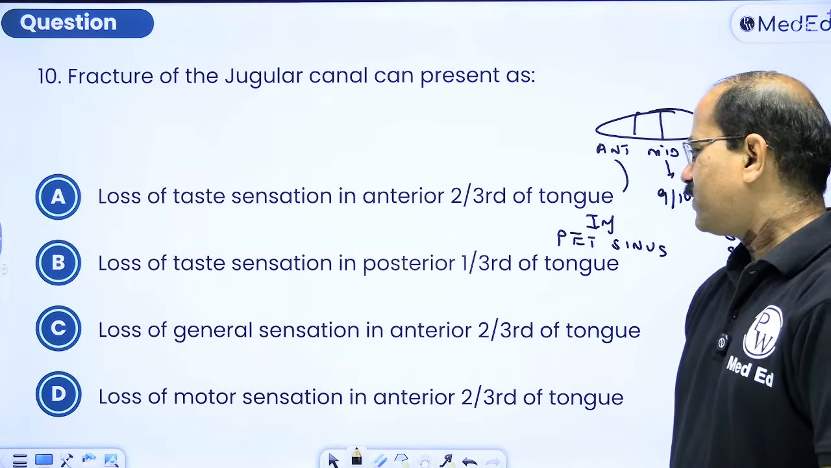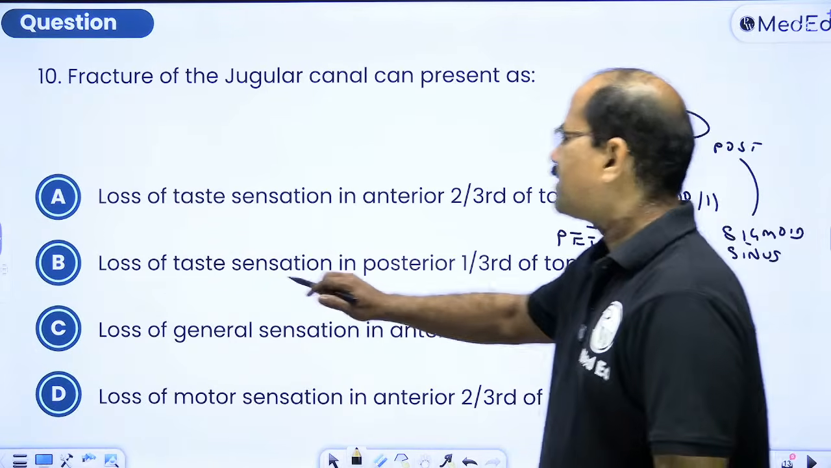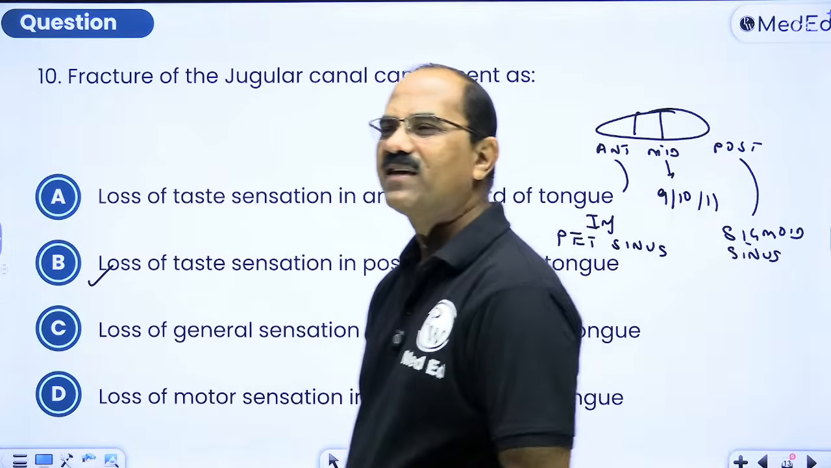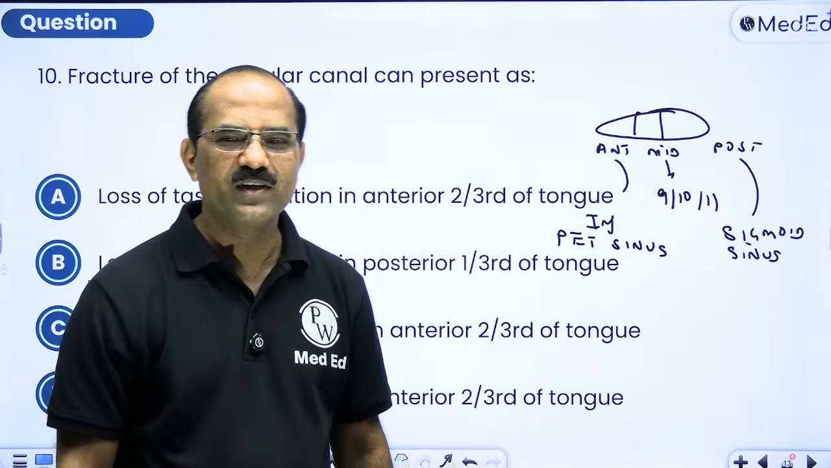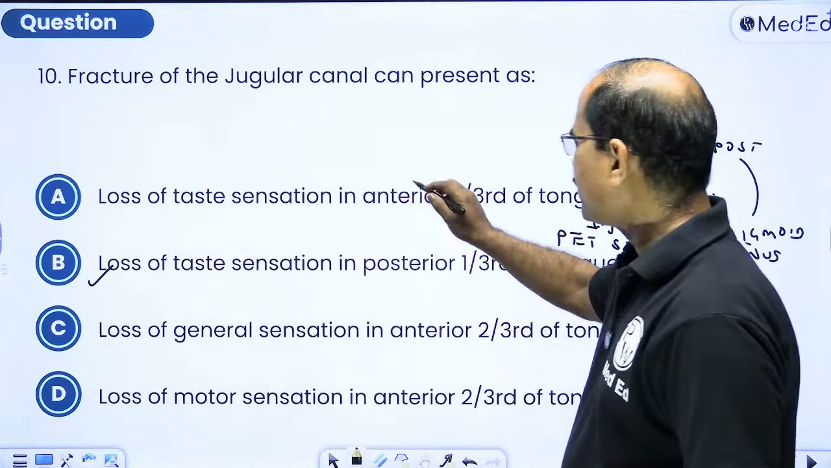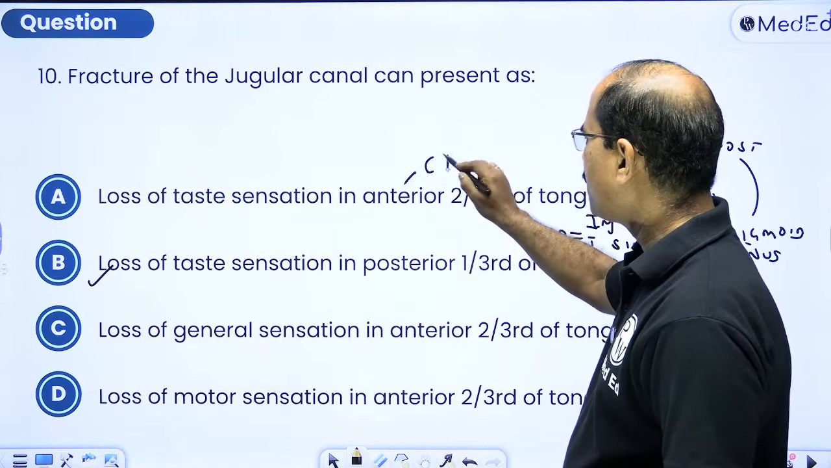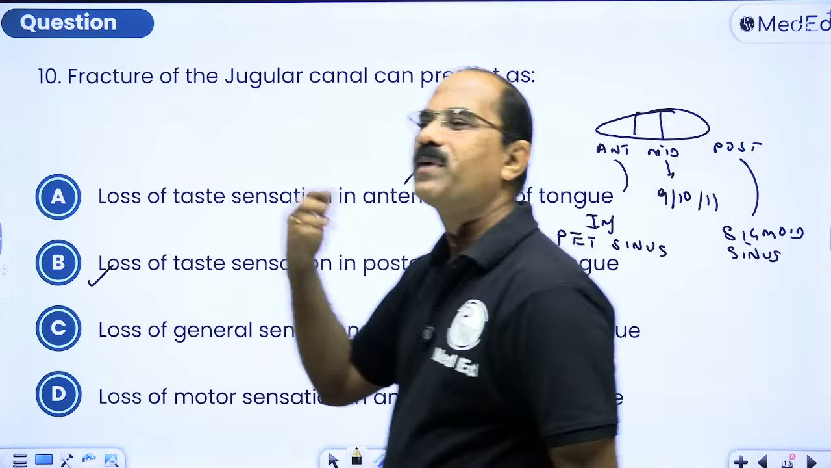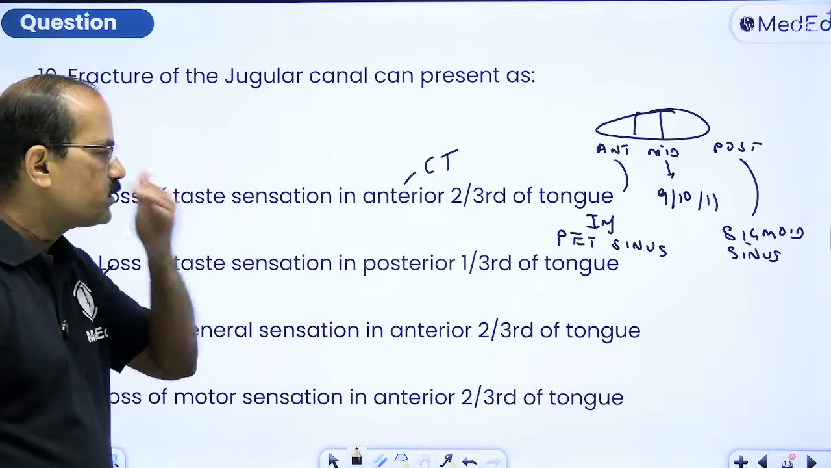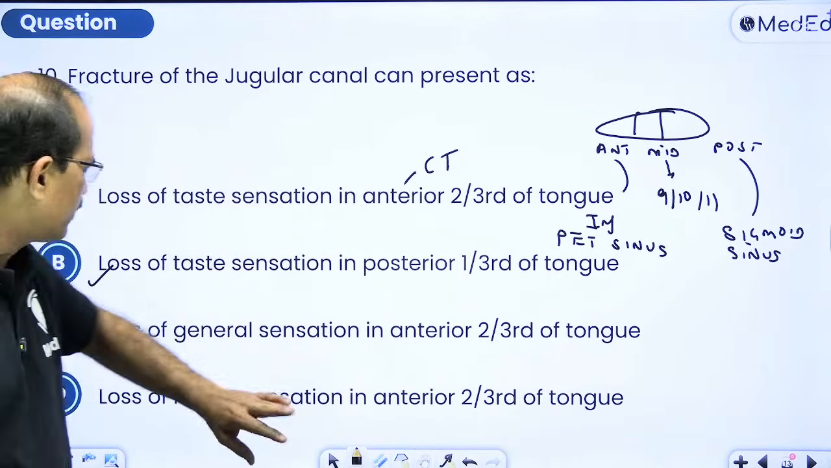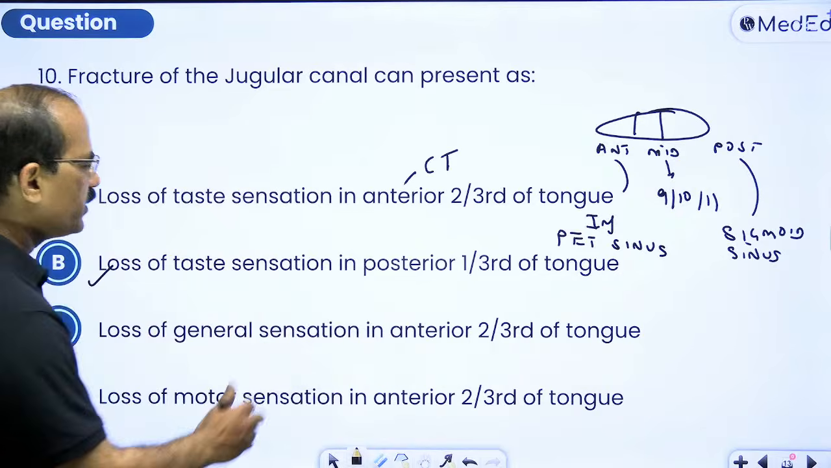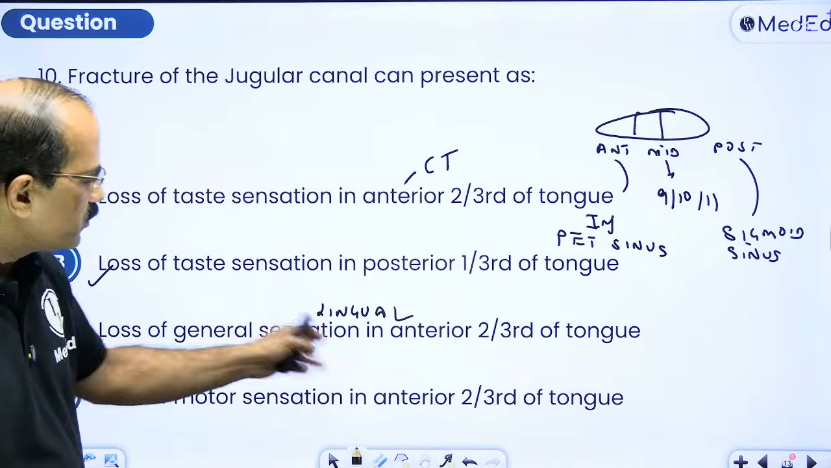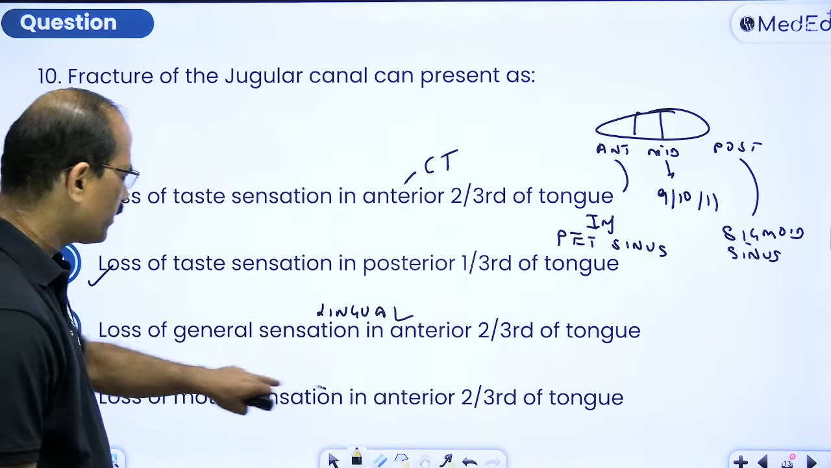हाँ, what do you say? Loss of taste sensations in the posterior 1/3 of the tongue. Yes, this is the answer, right? Loss of taste sensation that is supplied by glossopharyngeal nerve. Loss of taste in anterior 2/3 ये कौन supply करता है? This is chorda tympani, which is a branch of facial nerve. Loss of general sensations in anterior 2/3, that's lingual nerve.